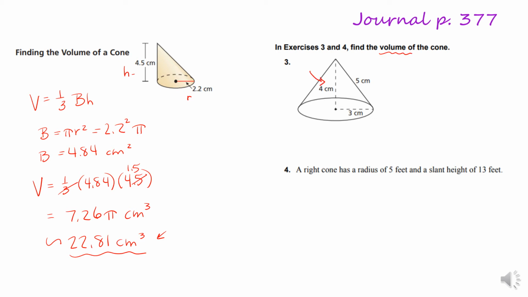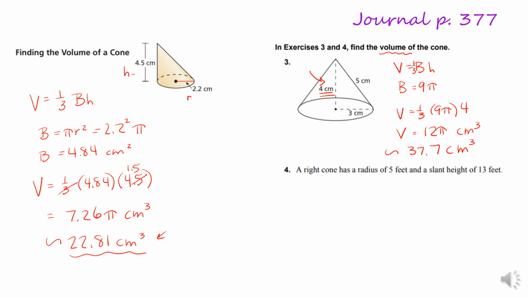Okay? So, first thing I'm going to look at is, I remember that volume equals big B, 1/3. Don't forget your 1/3. Big B h. So my big B is pi r squared, so that's 9 pi. Okay, so I'm going to plug that in. Volume equals 1/3 times 9 pi times my height of the cone, which is 4. So that would be volume equals 3 times 4 is 12 pi centimeters cubed, which is approximately 37.7 centimeters cubed.